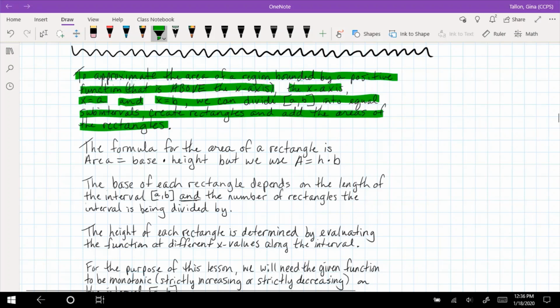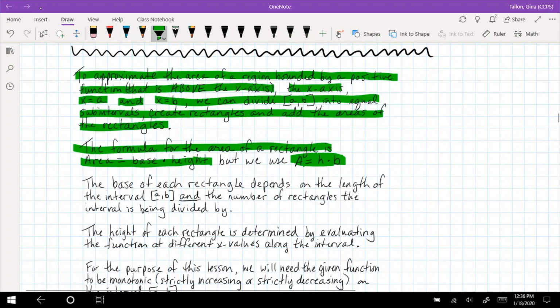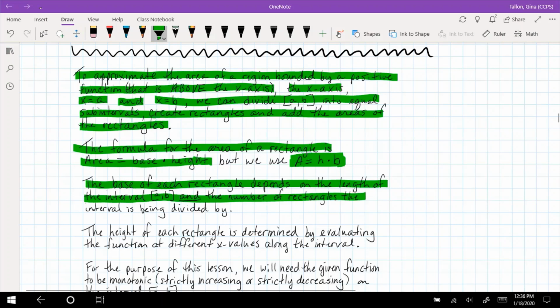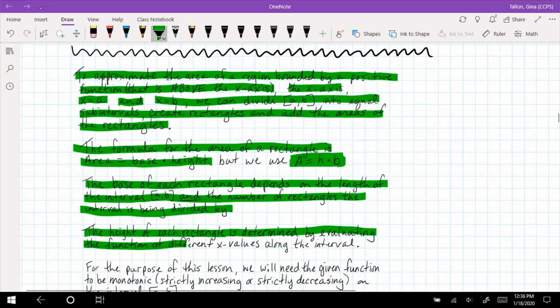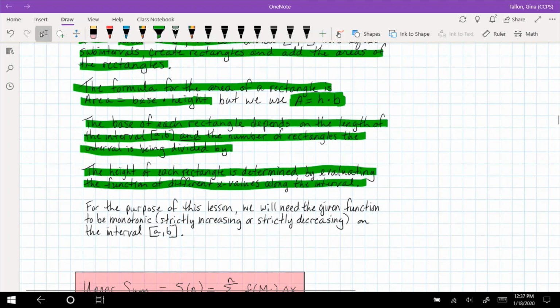Good enough. The formula you know for the area of a rectangle is area equals base times height. For our purpose, we're going to use area equals height times base. I'd like the height to come first because that's represented by our function, and then our base is going to be on the end. The base of each rectangle depends on the length of the interval and the number of rectangles the interval is being divided into. The height of each rectangle, just like always, is determined by evaluating the function at different x values along the interval.